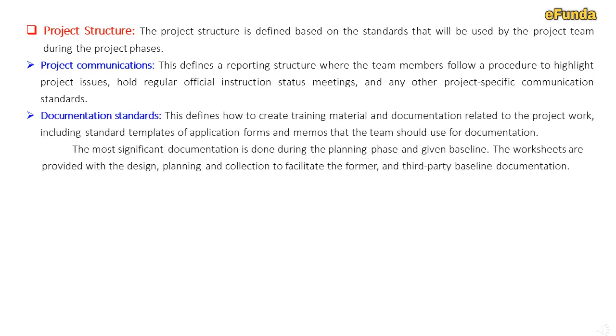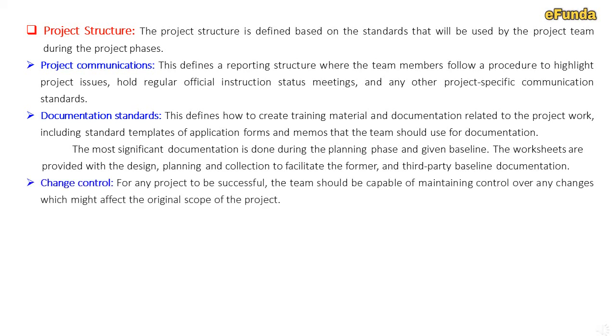Documentation standard. This defines how to create training material and documentation related to the project work, including standard templates of application forms and memos that the team should use for the documentation. The most significant documentation is done during the planning phase and given a baseline. Worksheets are provided to the design team, planning and collection to facilitate the former and third-party baseline documentation. Change control.